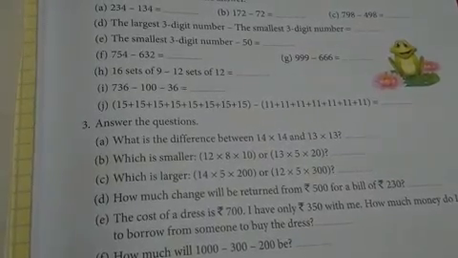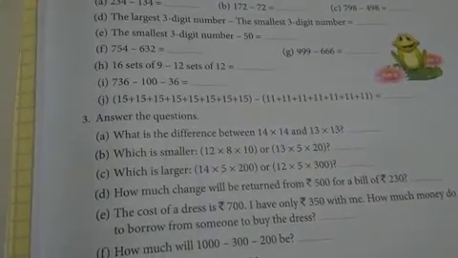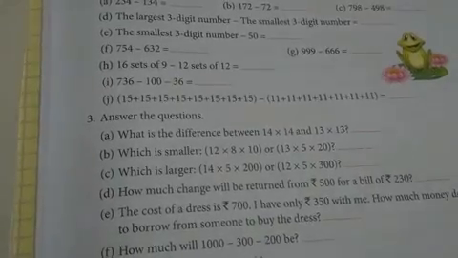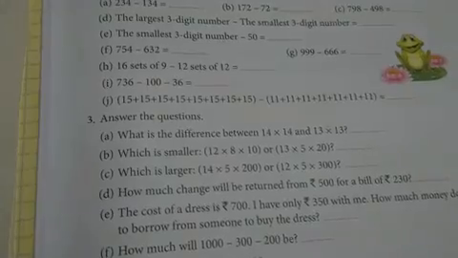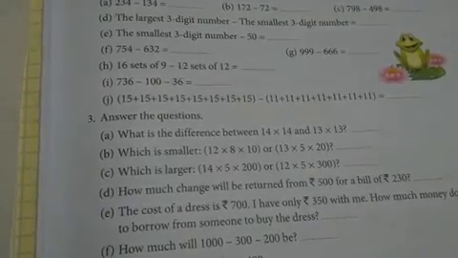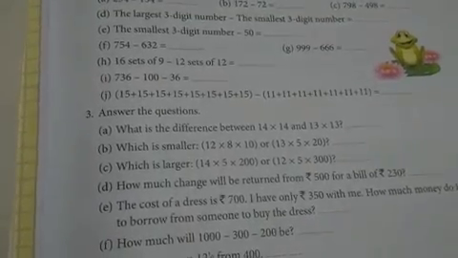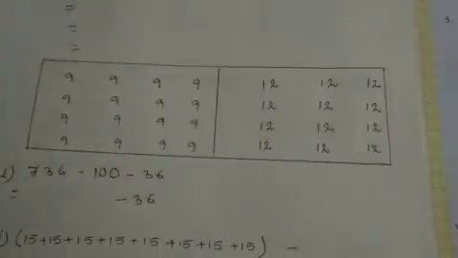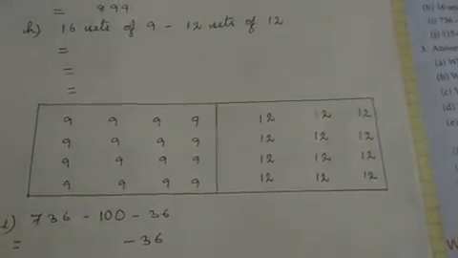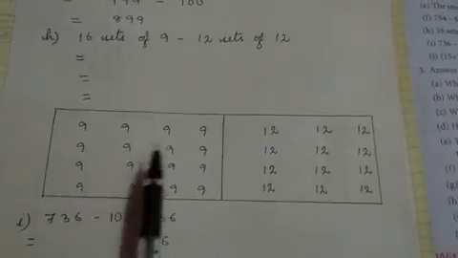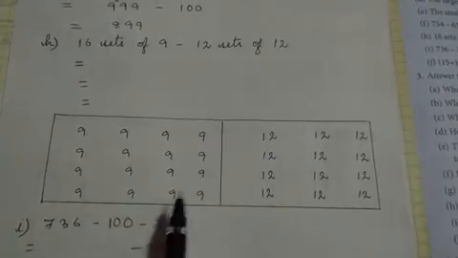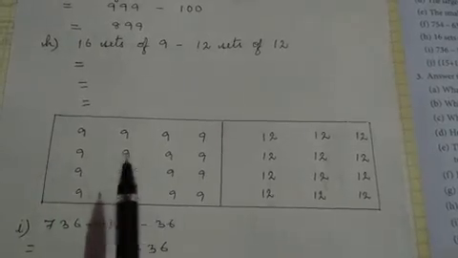G also is simple. The question H, let me deal with question number H. 16 sets of 9 minus 12 sets of 12. For this question, I have shown a figure here. This is 16 sets of 9. It means 9 has been given 16 times.